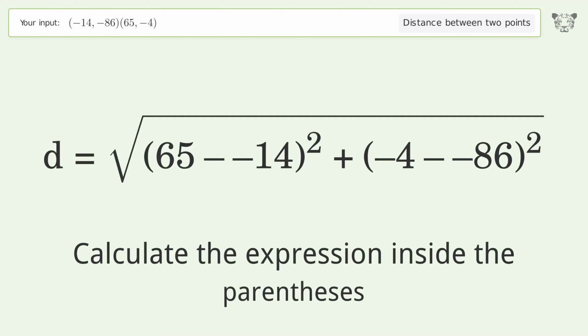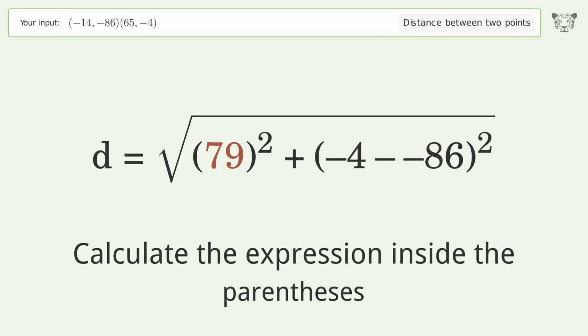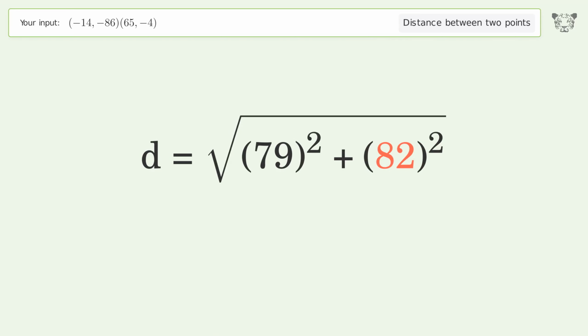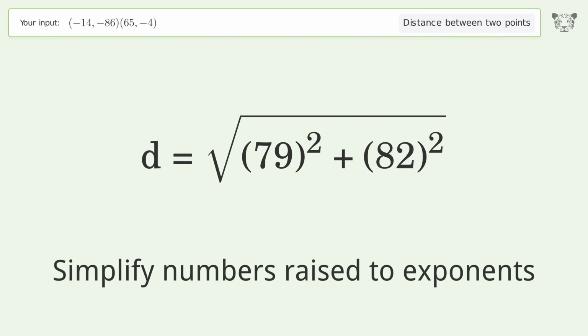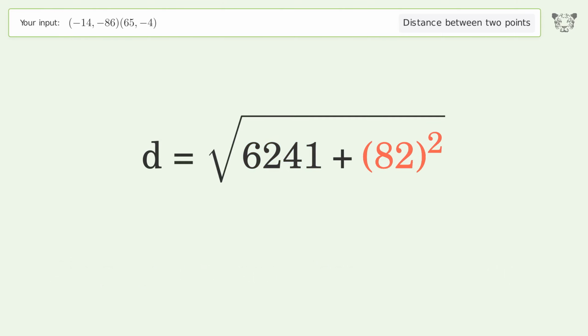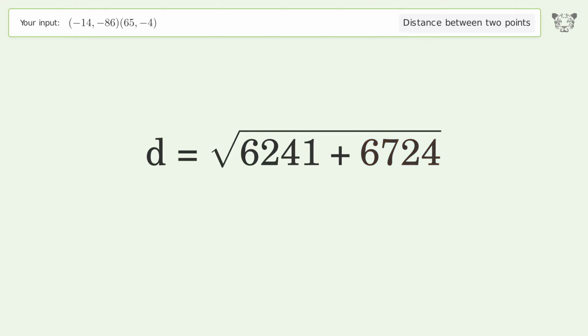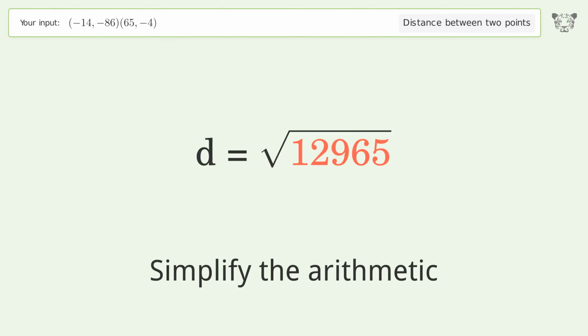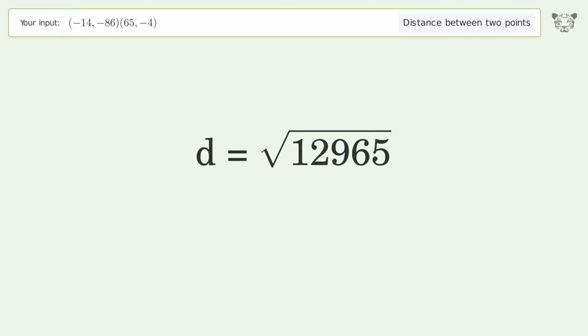Calculate the expression inside the parentheses. Simplify numbers raised to exponents. Simplify the arithmetic. And so the distance between the 2 points is the square root of 12,965 or 113.864.